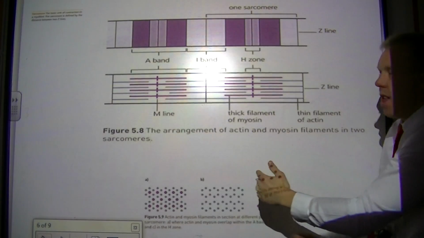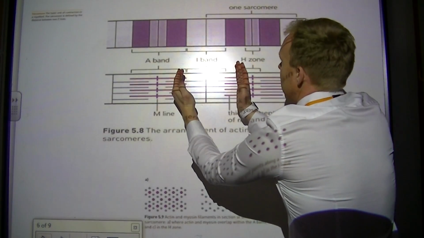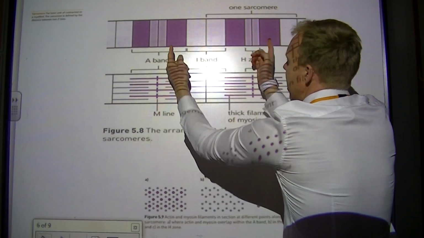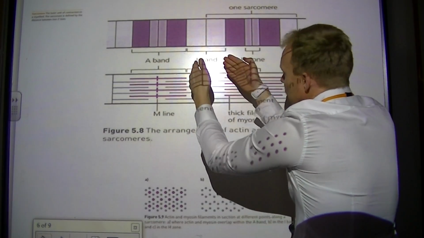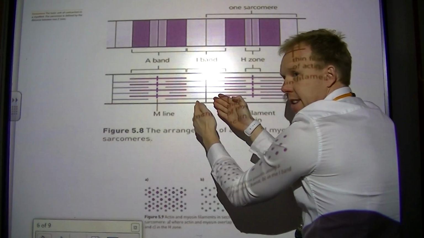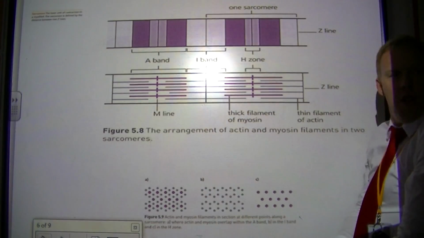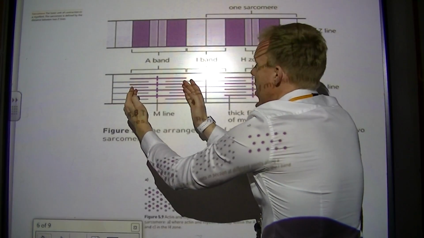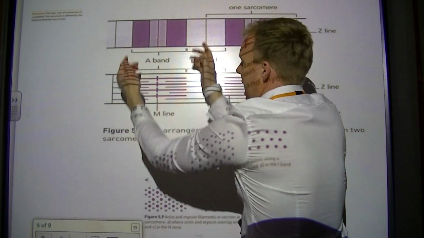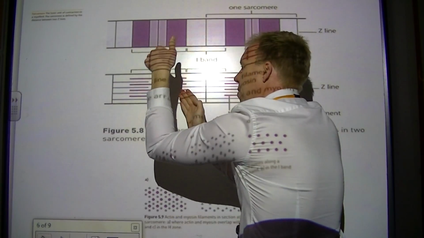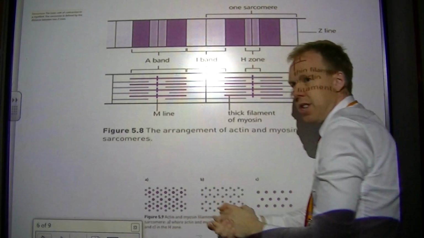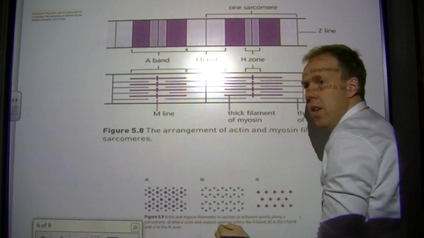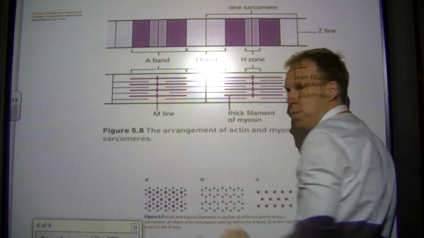The I band is the lighter band between the edges of two sarcomeres that is just made up of actin. The A band, as you can see, is the darker section that contains both actin and myosin. Although I hope you can see that there's a slightly lighter area where just myosin is present.